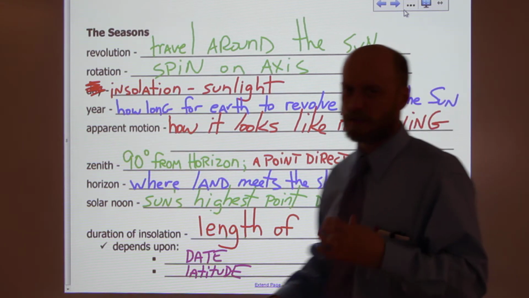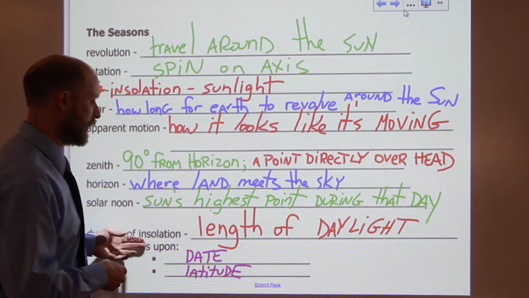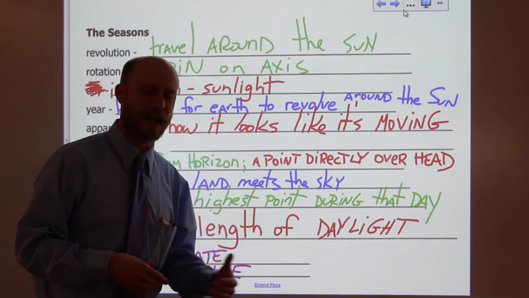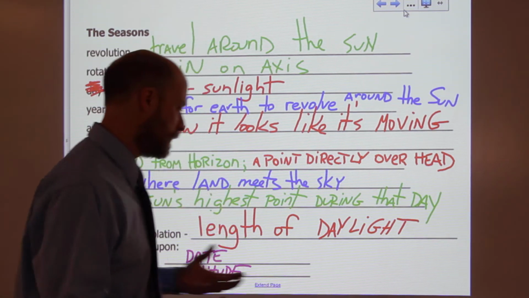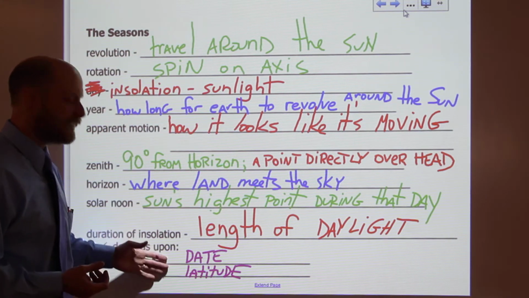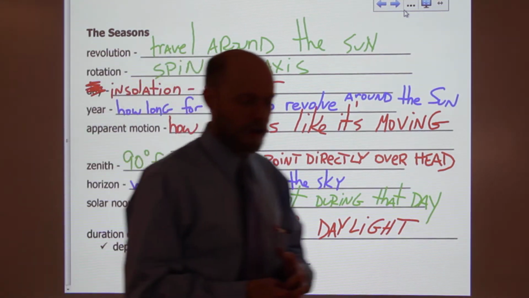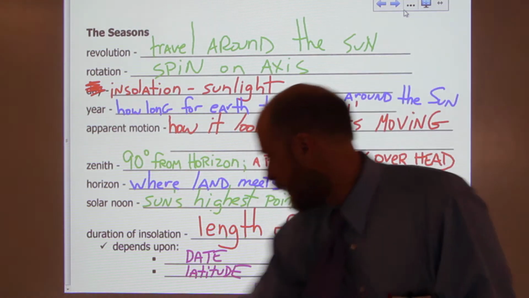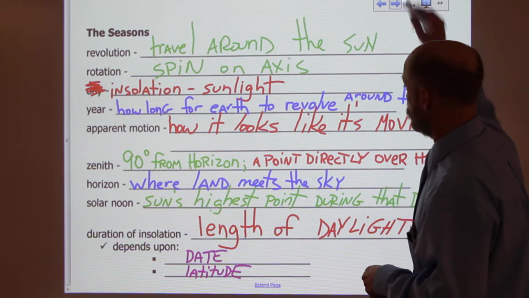Duration of insolation. Duration means how long. Insolation is sunlight, so it's the length of daylight for that particular day. That also changes every day by a few minutes for us, and it depends on date and latitude. So that's that. On the next page, we have this.